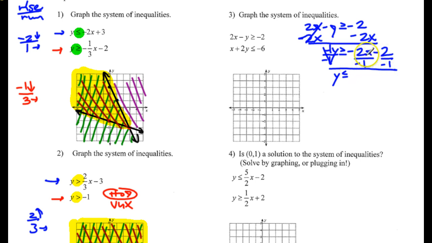And now I'm going to simplify. Negative 2 divided by negative 1 is positive 2x. Negative 2 divided by negative 1, positive 2. So, I'm not going to look at this anymore. I'm going to graph this inequality. This is what it turned into. So I'm going to go to intercept. Y-intercept is positive 2. The slope is 2, which means 2 over 1. So that's up 2, right 1, because it's both positive.